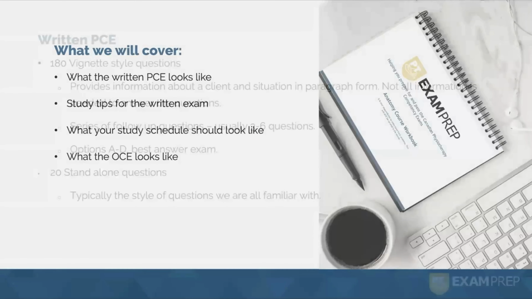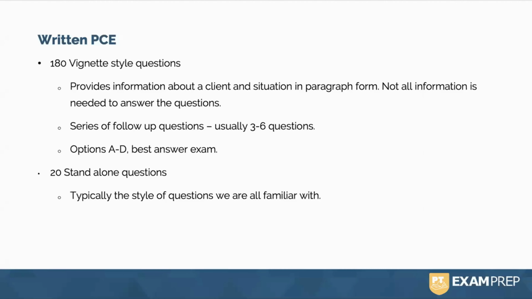One of the big things I want to make sure that you understand is trying to demystify this process and making sure that you're not afraid of it. This does not need to be a scary process. Seriously, it doesn't. You prep right, you prep smart, you prep in an organized and efficient way, and you'll get through this no problem. Okay, so the written PCE is composed of 180 vignette style questions.